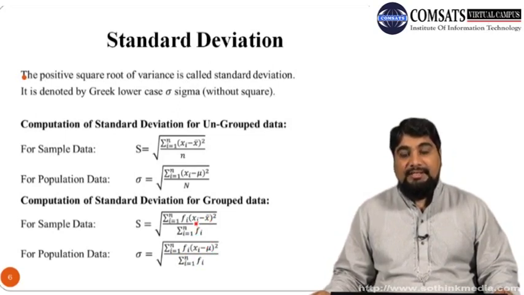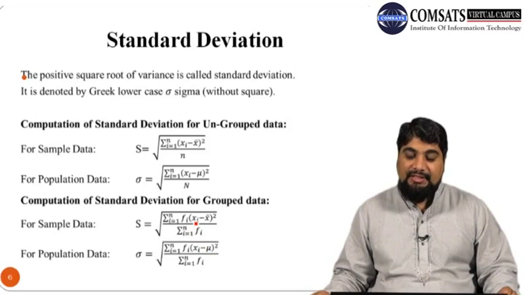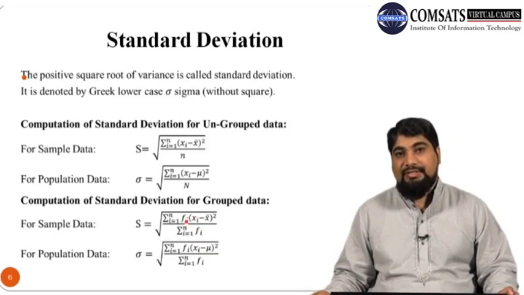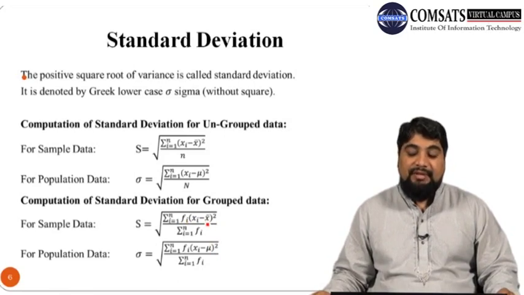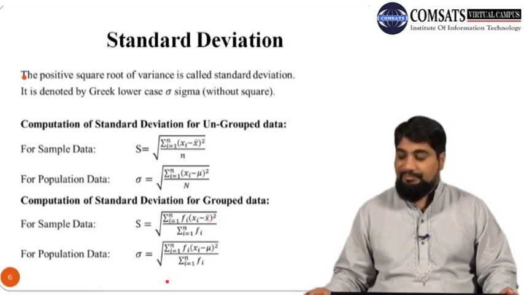And here again xi's are the midpoints or class marks corresponding to each class, and fi are the class frequencies, and mu and x bar are called the population mean and sample mean respectively. Remember that in case of sample data, this sample mean x bar is calculated by using the formula for arithmetic mean in case of grouped data, which is summation fx divided by summation f. So this is all about these formulas.